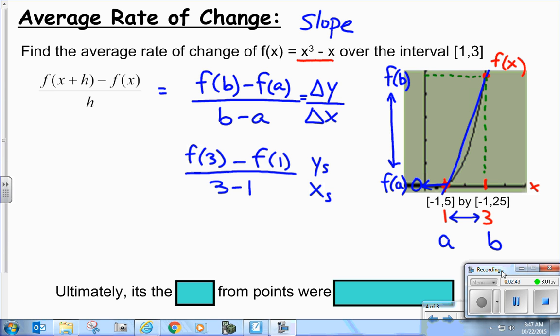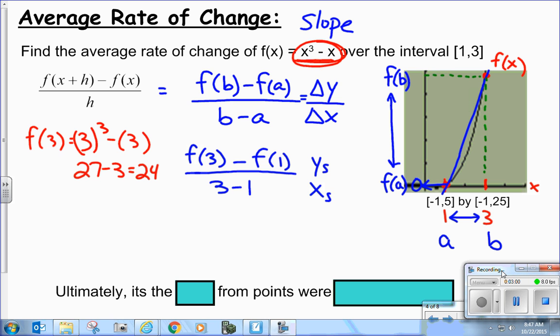All right, let's figure out f of 3. F of 3, and again, I'm just going to plug 3 into our equation. So that is 3 cubed minus 3, which is 27 minus 3, which is 24. Okay? So this right here is going to turn into 24. And that's pretty accurate, because it is just below 25. It's pretty good.